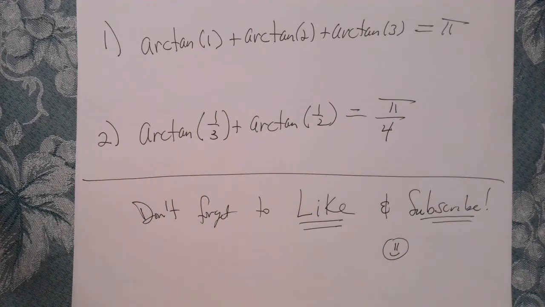So we want to establish a couple neat results from trigonometry. First, we want to show that the arctan of 1 plus the arctan of 2 plus the arctan of 3, well, that equals pi. And second, we want to show that the arctan of a third plus the arctan of a half is pi over 4.